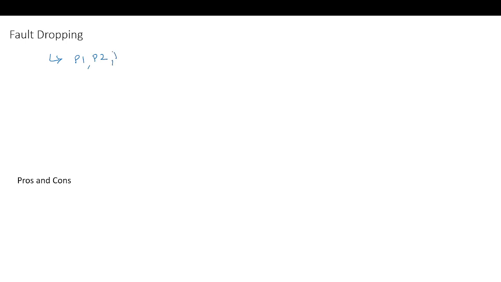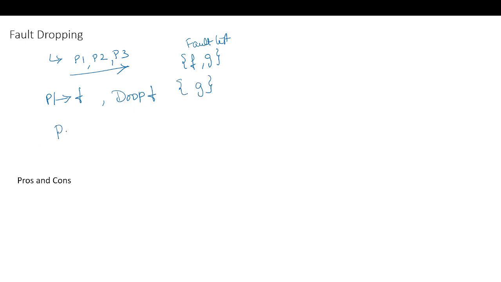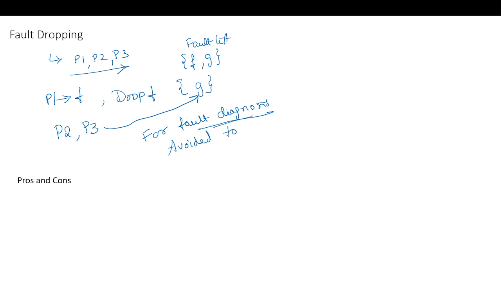If P1, P2, P3 are the patterns and we are simulating in this order, and P1 is detecting F, where the fault list is F and G, we can drop this fault F as it is already detected, and the new fault list will be G. So for simulating P2 and P3, we can do it on list G. But we will avoid this fault dropping when we want to perform the fault diagnosis. Fault diagnosis means finding which portion is causing the fault or error. At that time we will avoid fault dropping and perform the entire fault simulation.